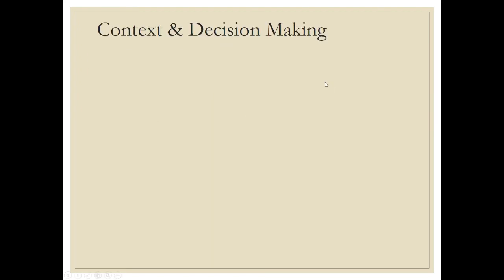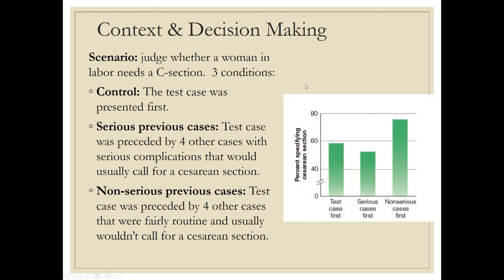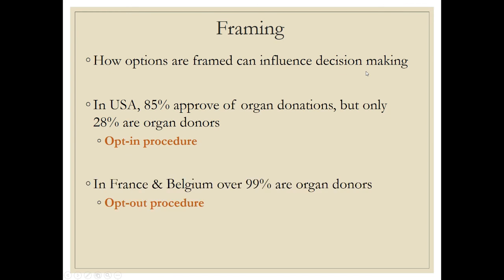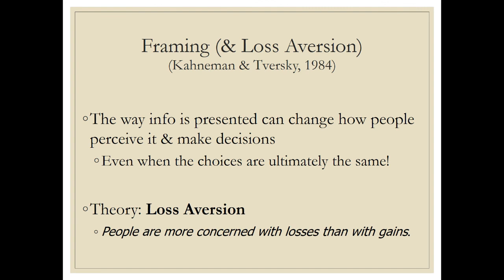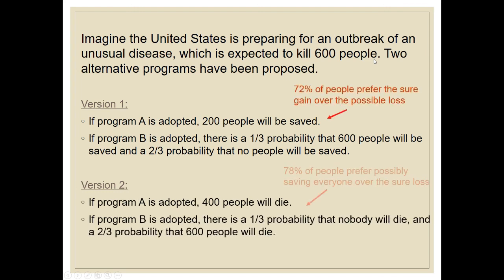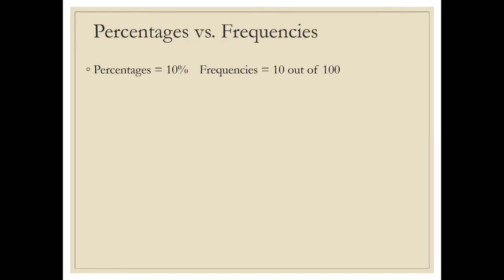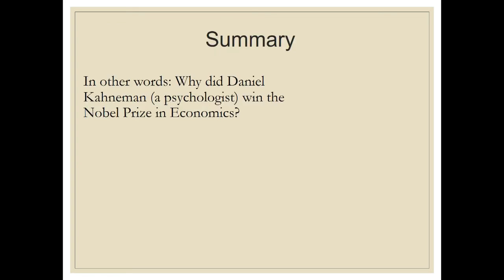Okay, now I've showed you this stuff on context and decision making already with the C-section example, so you can go back and check that out in your own time. And framing with organ donations, we covered that. And there's a little bit more information here about framing. The slides are on Canvas, so I'll let you check this out in your own time. Lotteries versus gambles, just a little bit of extra information on this topic, but we've covered the important points.